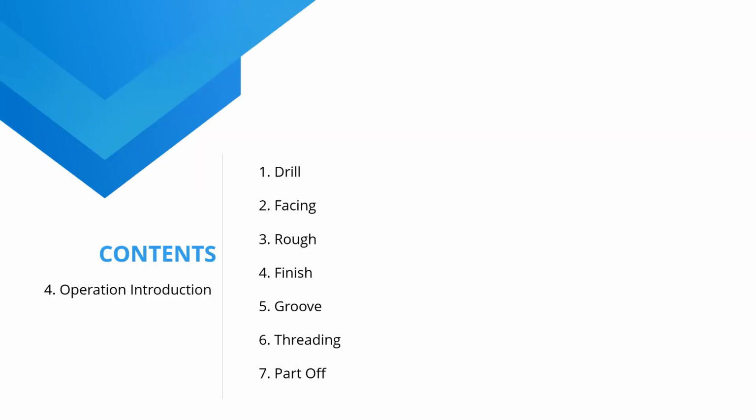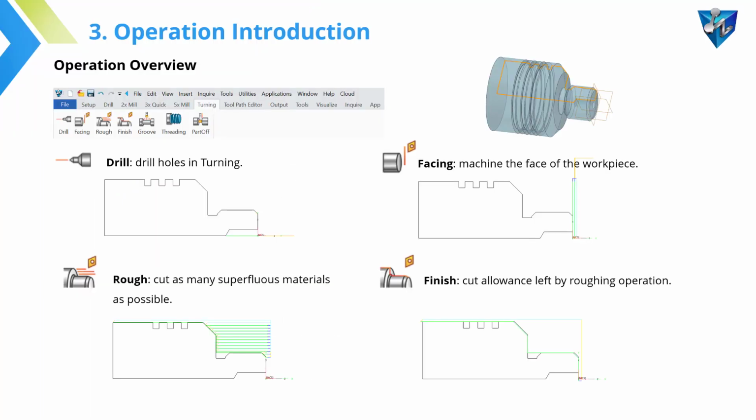We've just gone through the primary parameters for each machining operation. Now, let's explore the various turning operations available in ZW3D. From the ribbon interface, you can see that there are a total of 7 turning operations in ZW3D. Drill is used to drill holes in turning. The toolpath is displayed in the figure.